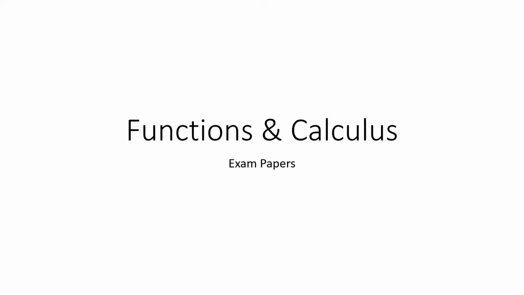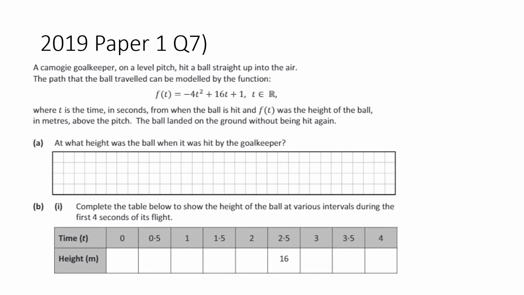So this is 2019 paper 1 and this is question 7. You've got a Camogie goalkeeper on a level pitch who hit a ball straight up into the air. The path that the ball travelled can be modelled by this function, where t is the time in seconds from when the ball is hit and f of t is the height of the ball in metres above the pitch.